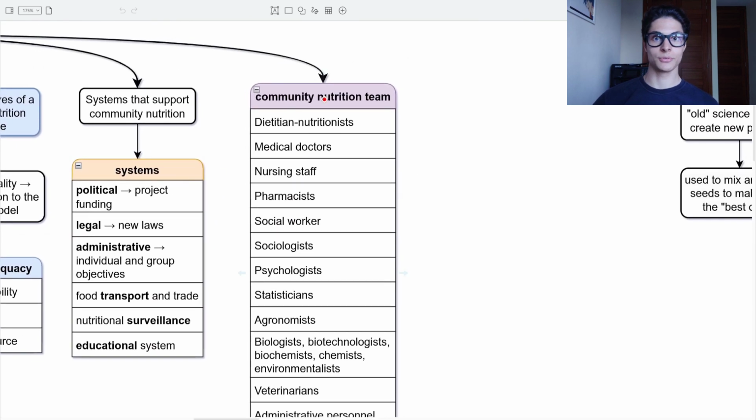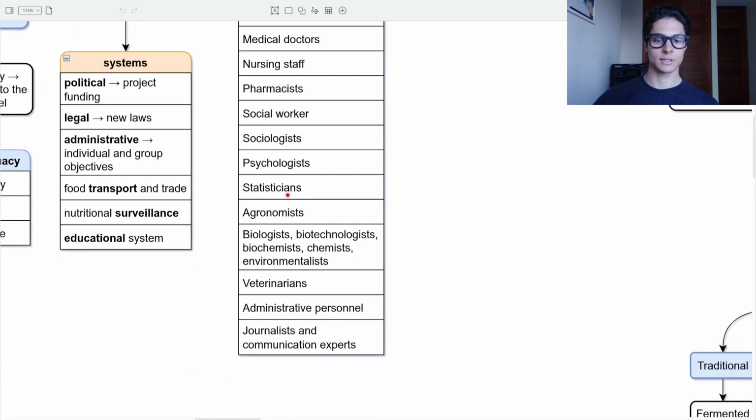And then community nutrition has a team. Again, this is multidisciplinary. And here we have a lot of people involved. Dietitian nutritionists, for example, what I'm studying, medical doctors, nursing staff, pharmacists, social workers, sociologists, psychologists, statisticians, agronomists, also biologists, biotechnologists, biochemists, chemists and environmentalists, veterinarians as well, administrative personnel, journalists, and also communication experts.